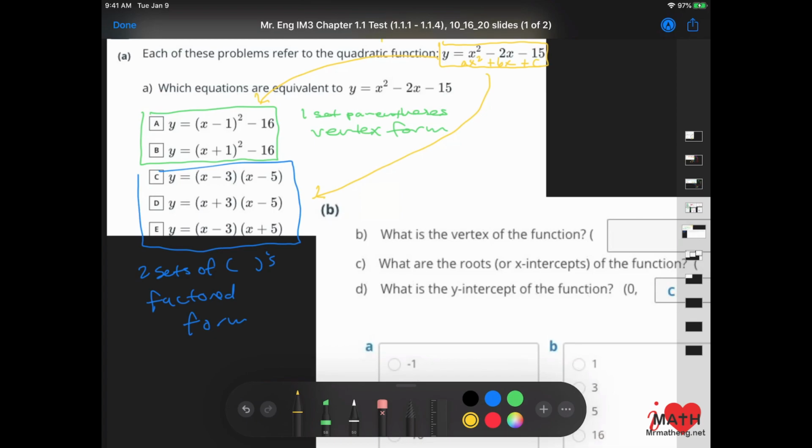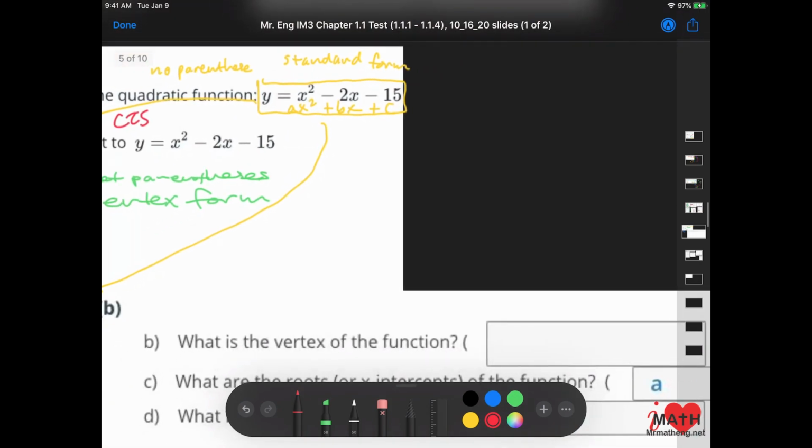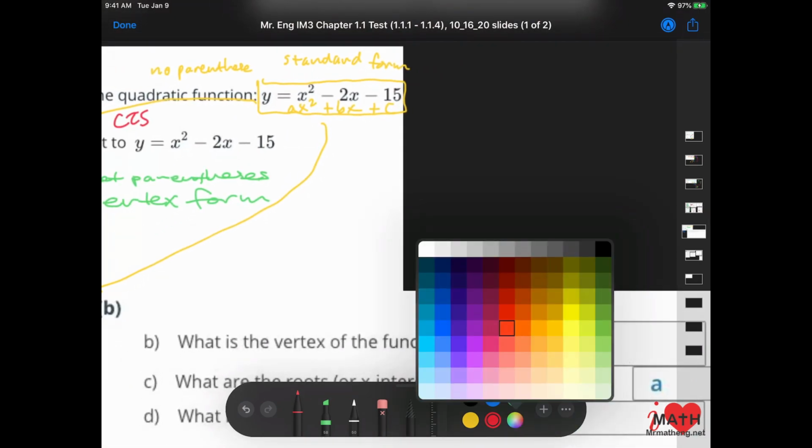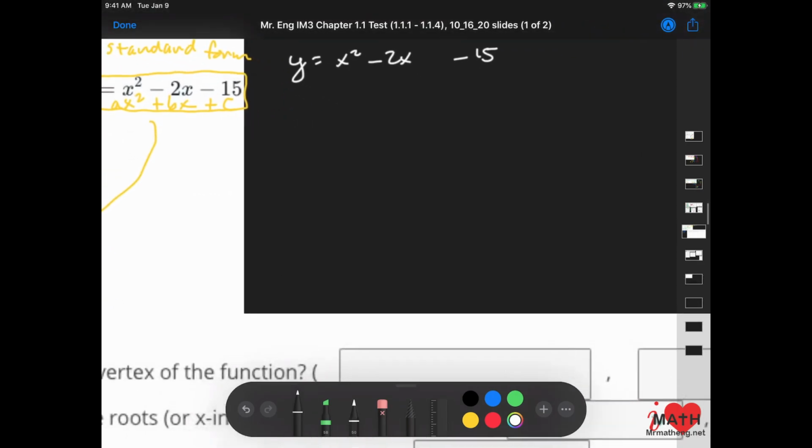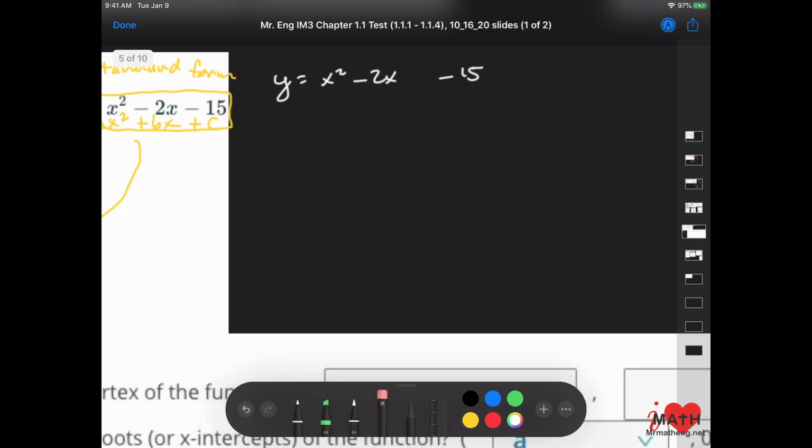Well, you're going to have to do everyone's favorite: complete the square. Let's complete the square here. I like to write it y equals x squared minus 2x minus 15. I like to move it over there, and I like to do even more. Okay, well, how do you complete the square?